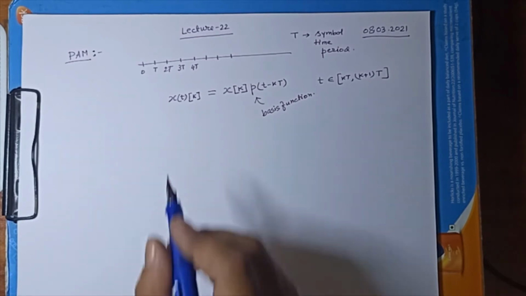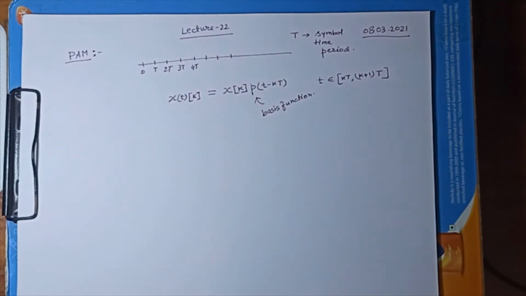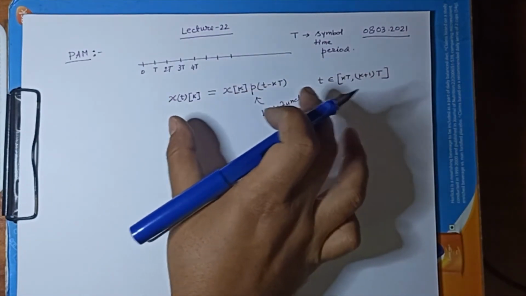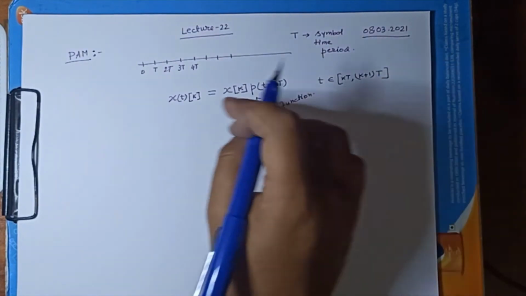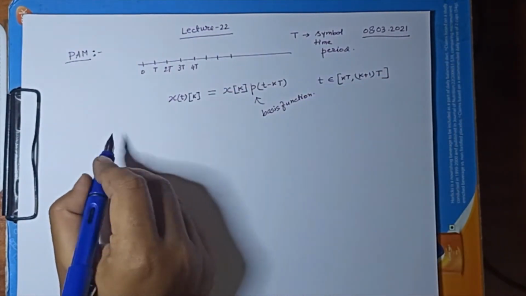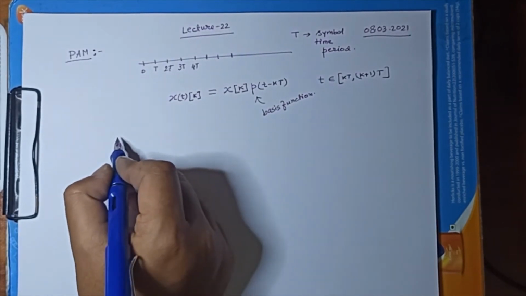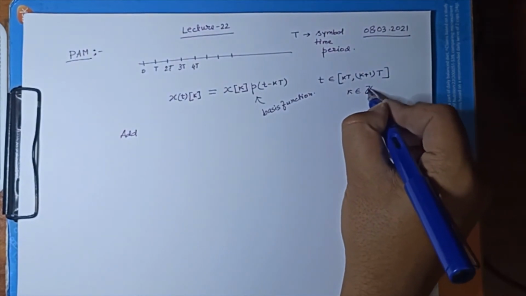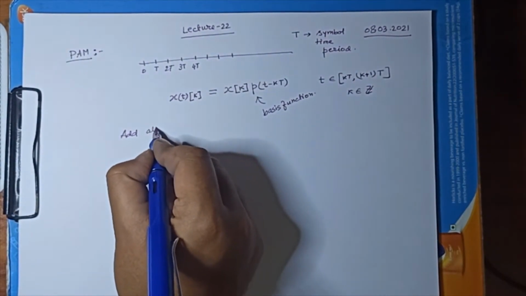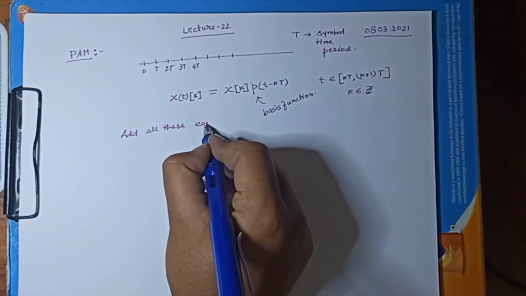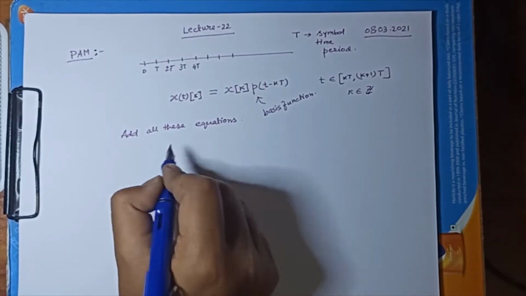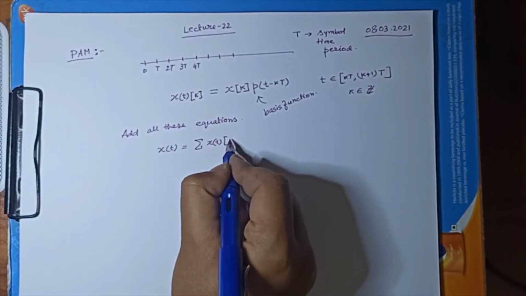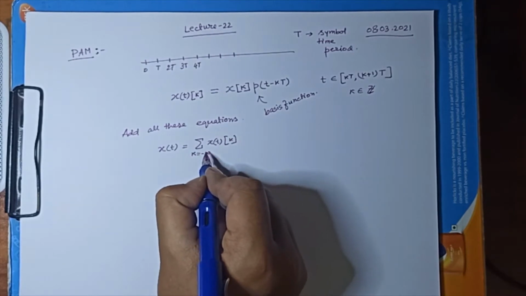Another way is essentially talking about the entire timeline, so without partitioning. Then what we have to do? We have to basically add these things because these are all defined over this interval. So if we simply add them, we will get the entire equation. So add these equations for different k's, k for all integers. So add all these equations. That is basically x(t), which I can write as summation of x(t) over that kth interval, and k is equal to minus infinity to infinity.